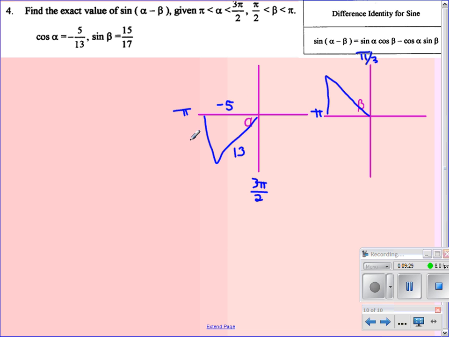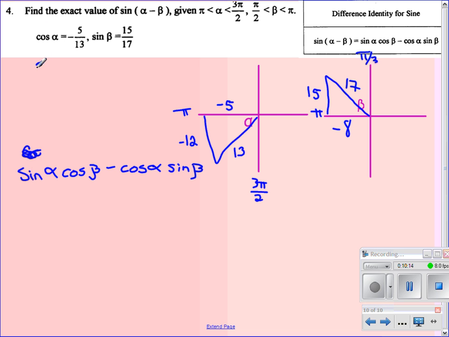And Miss Padgett, what's the missing Pythagorean triple? That's going to be 12, but since we're in quadrant 3, it's going to be negative 12. And then beta, we have opposite side is 15 because it's sine, and a hypotenuse is 17. From our triples, the missing number here is 8. We're in quadrant 2, so that must be negative 8. All right, so then rewrite your formula. Sine alpha cosine beta minus cosine alpha sine beta.